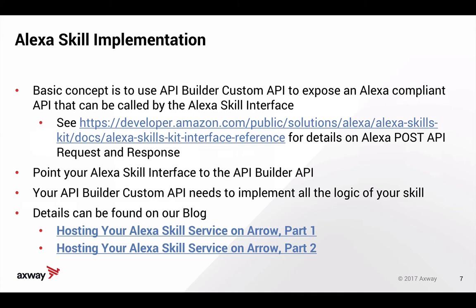So if your skill allows the user to request the weather, then your skill implementation needs to make a call out to a weather API, get that information, and return it back to the Alexa skill. You can find more details on the Axway blog. There's a couple of blog posts on implementing Alexa skills in API Builder.